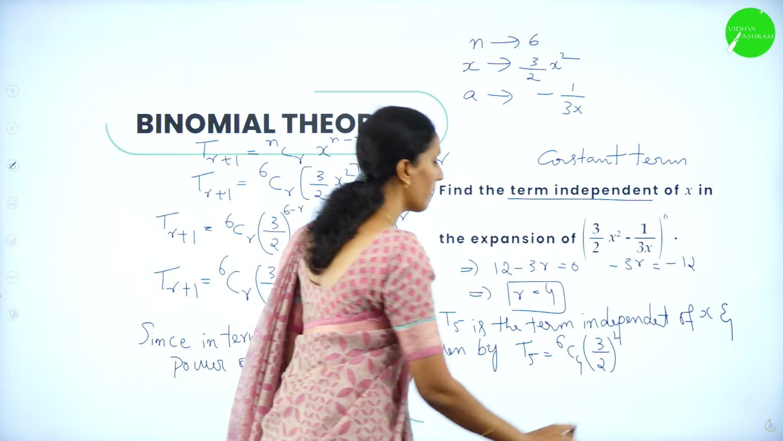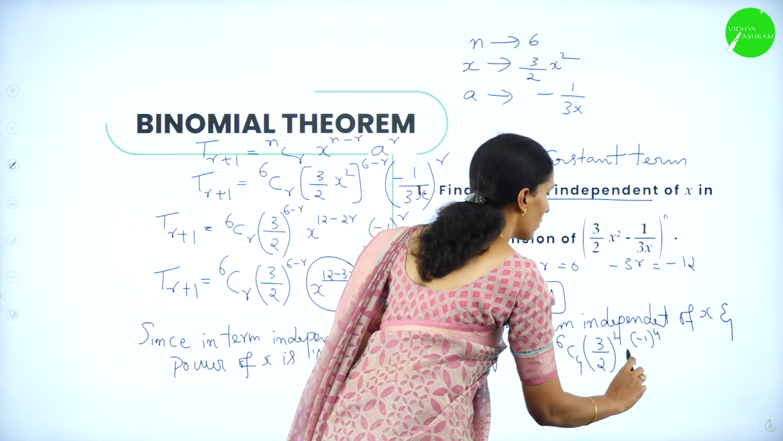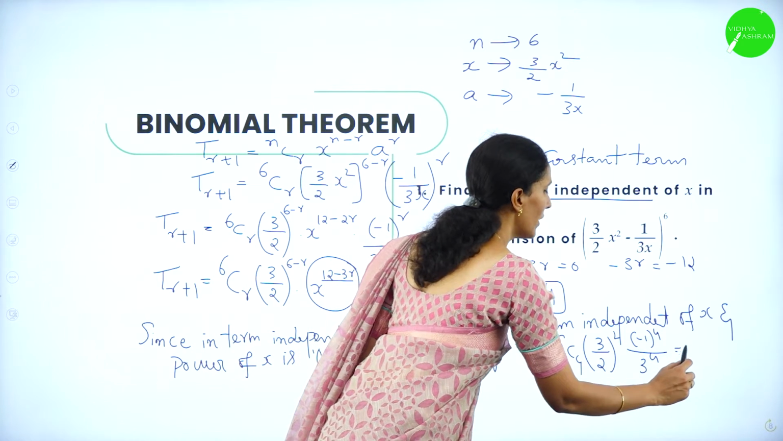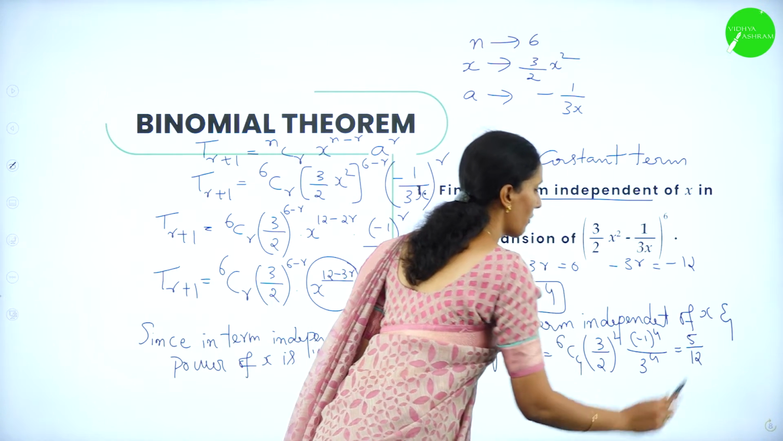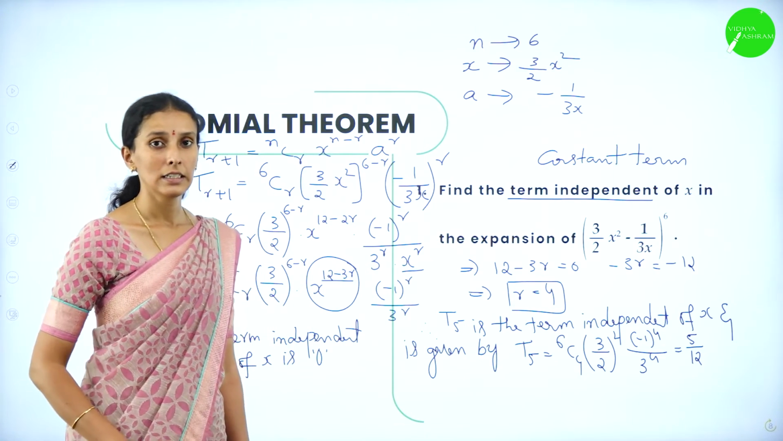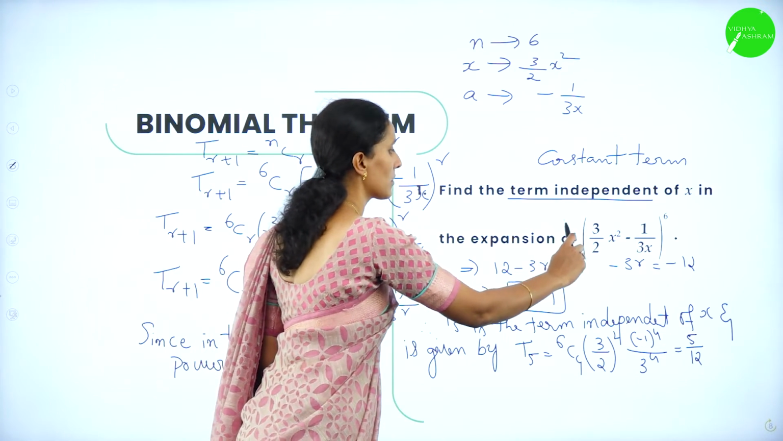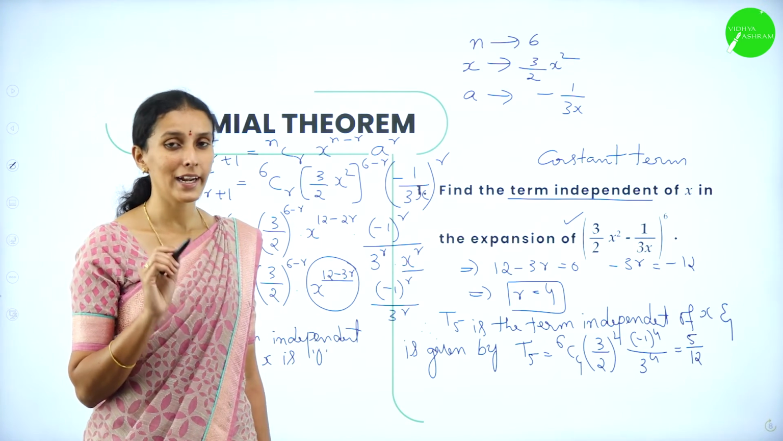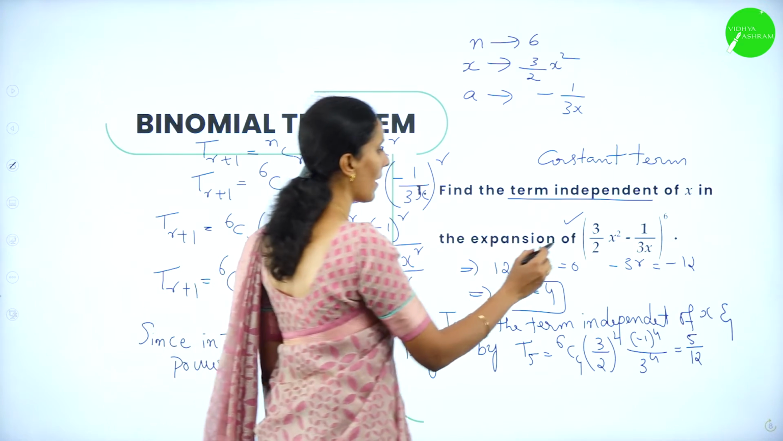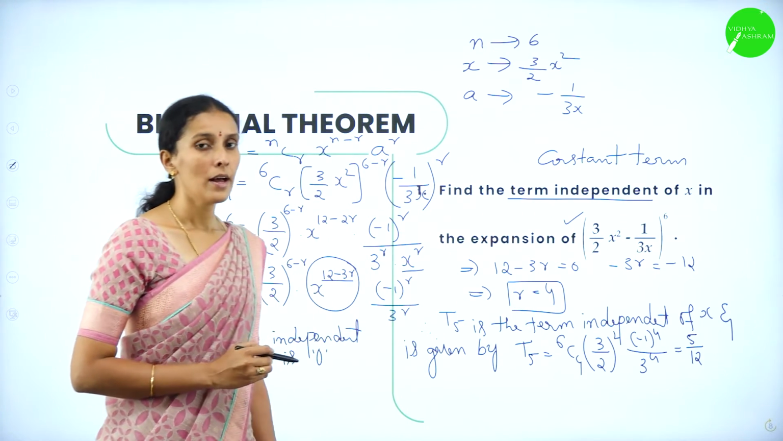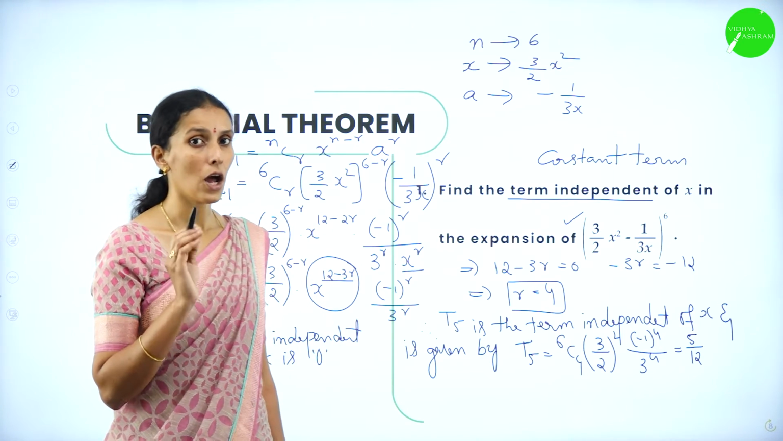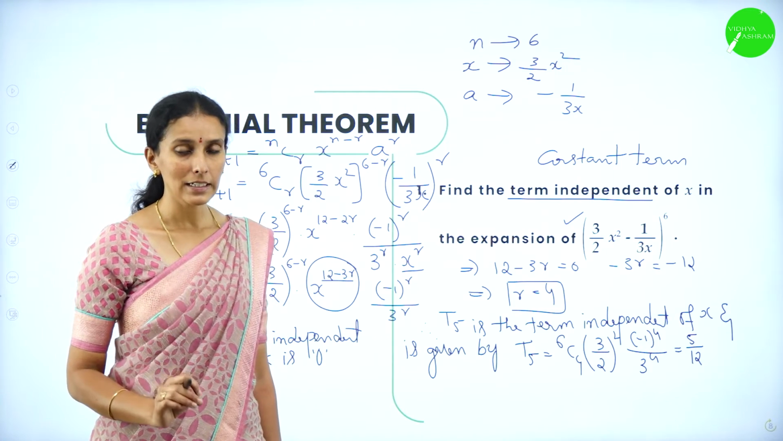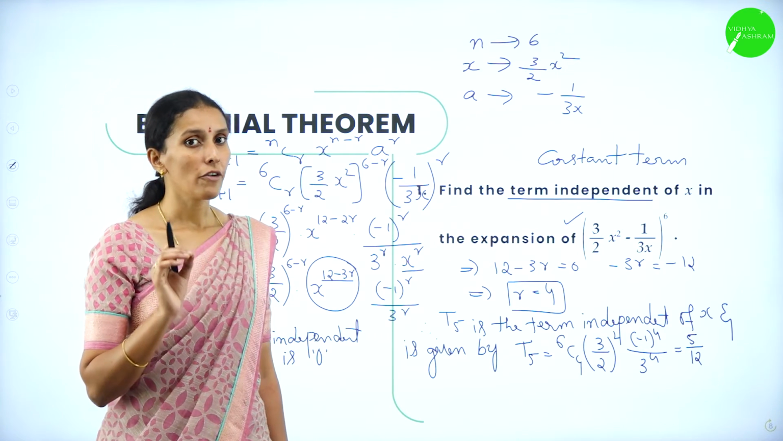So, (-1)^4 divided by 3^4. So on solving this, you will get it as 5/12. So this is the constant term in this expansion. So here you are going to find the constant term which does not contain any x in the expansion of (3/2 x^2 - 1/(3x))^6. How to find? So remember the thing that whenever you are going to find the constant term in the binomial expansion, the power of x is 0.